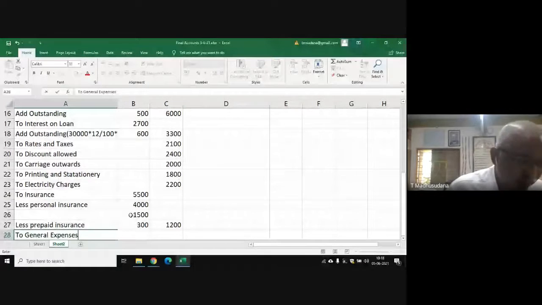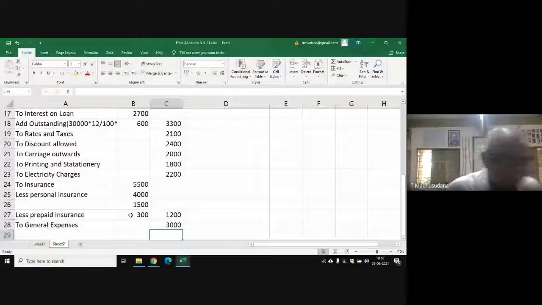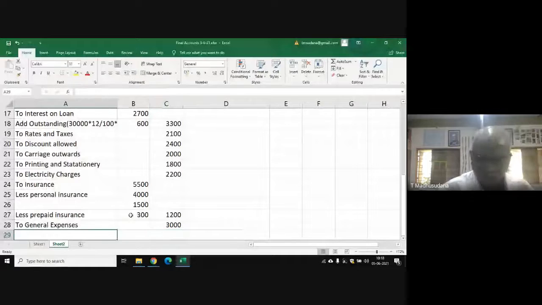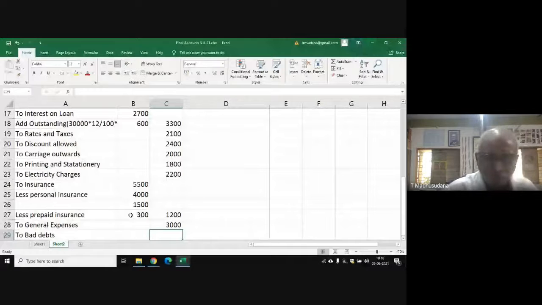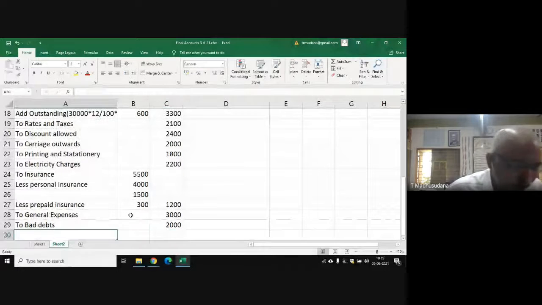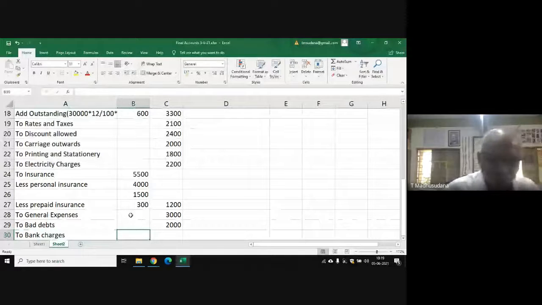To general expenses, 3,000. Next, bad debts. To bad debts, 2,000. Next, bank charges. To bank charges, 1,600.